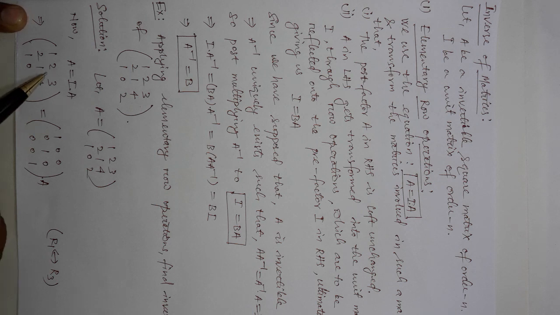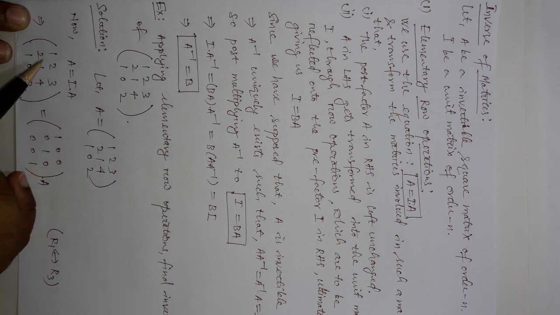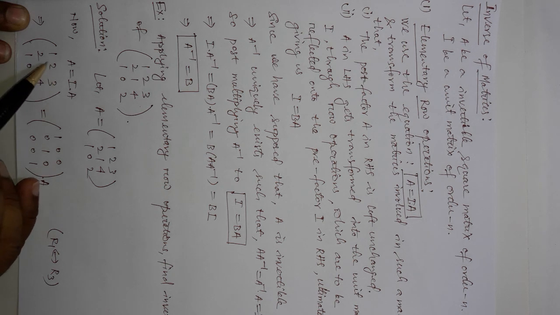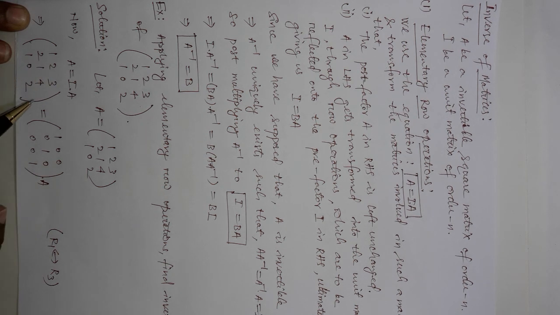My aim is to change the left hand side A matrix to the identity matrix of the same order. I know that the identity matrix looks like this. This is the identity matrix of the same order. The diagonal elements are all 1 and the non-diagonal elements are all 0. So it will be my aim to make the diagonal elements all 1 and the non-diagonal elements 0 by applying elementary row operations. So I have decided to interchange row 1 with row 3.